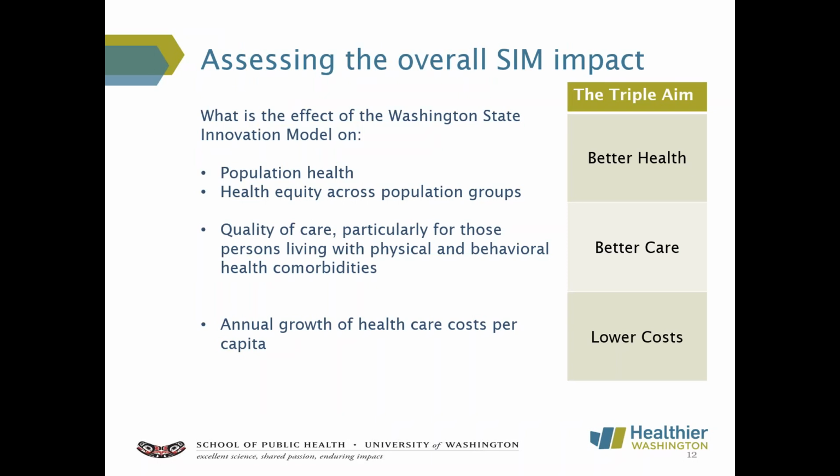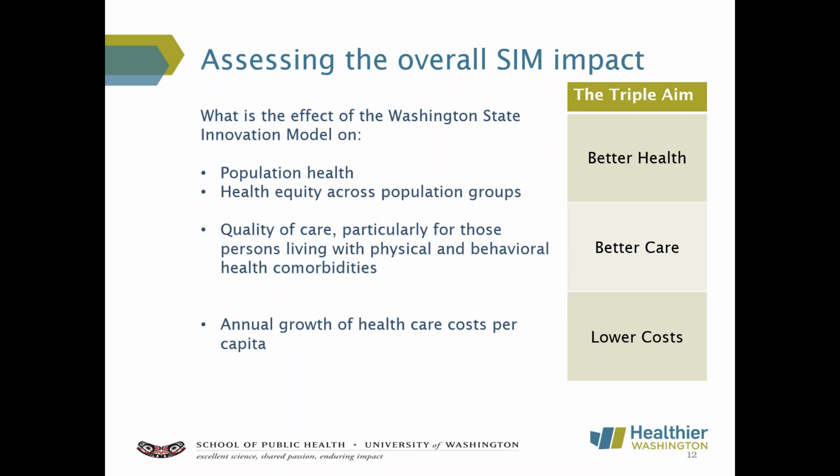So in laying out the overall SIM impact evaluation, what we've tried to do is, first of all, think about the three major aims of the SIM project, which is to achieve better health, better care, and lower cost, the so-called triple aim. Parallel with those aims, we have formed three questions to guide the overall SIM impact evaluation. What is the effect of the Washington State Innovation Model on population health, as well as health equity across social population groups? Quality of care, particularly for those persons living with physical and behavioral health comorbidities. And lastly, the annual growth of healthcare costs per capita in Washington State.